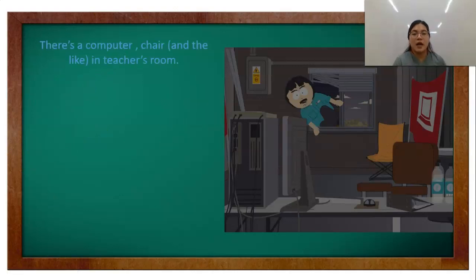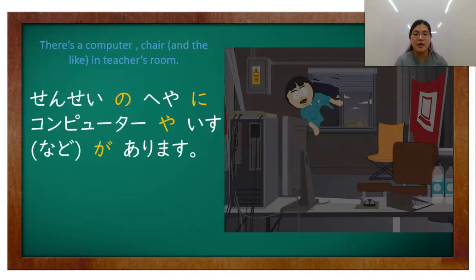So for example, there is a computer, chair, and the like in teacher's room. So you will gonna say, sensei no heya ni computer ya isu nado ga arimasu. Okay? Sensei no heya ni computer ya isu nado ga arimasu. Okay, so nado is omittable, so you can just say sensei no heya ni computer ya isu ga arimasu. Okay, so when you put ya in a sentence, that means that aside from computer and chair, there are other things in that room.